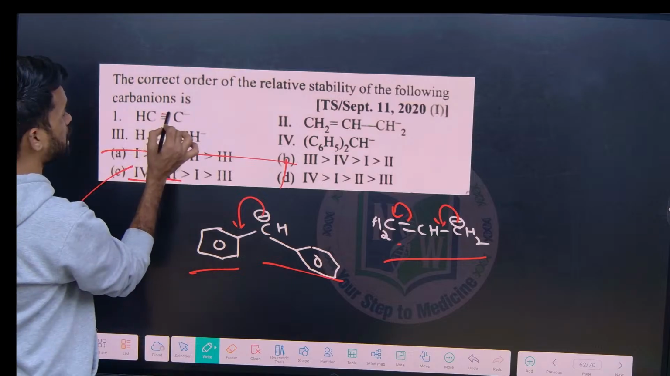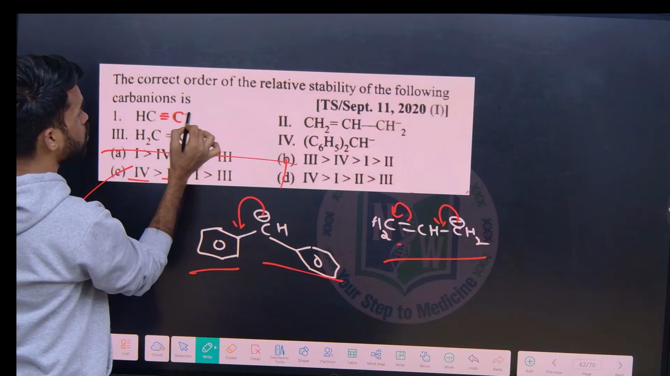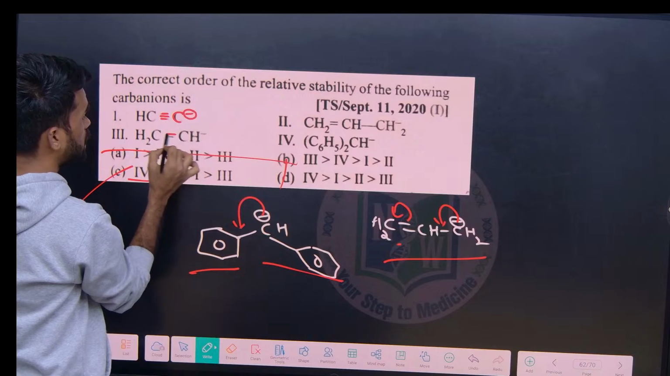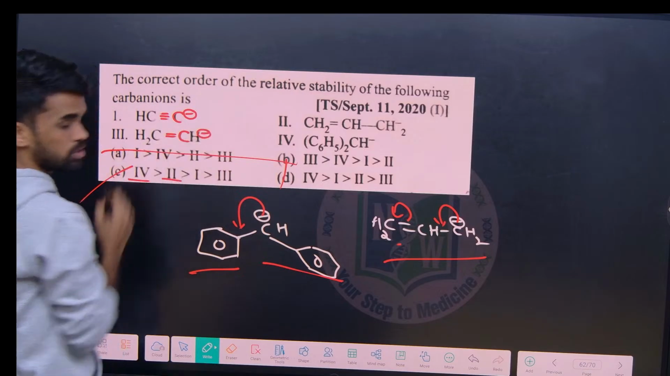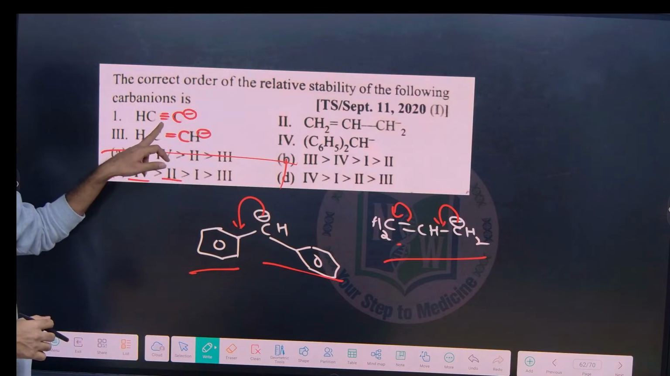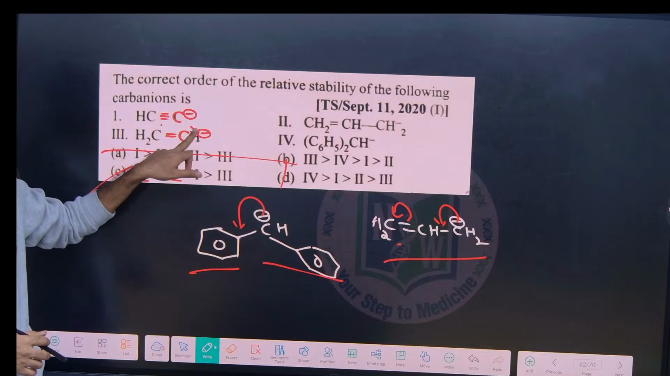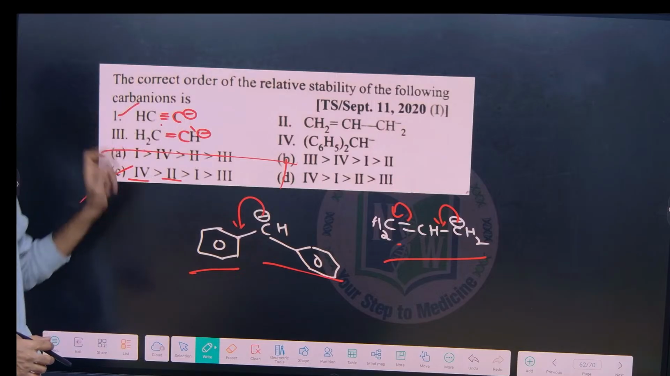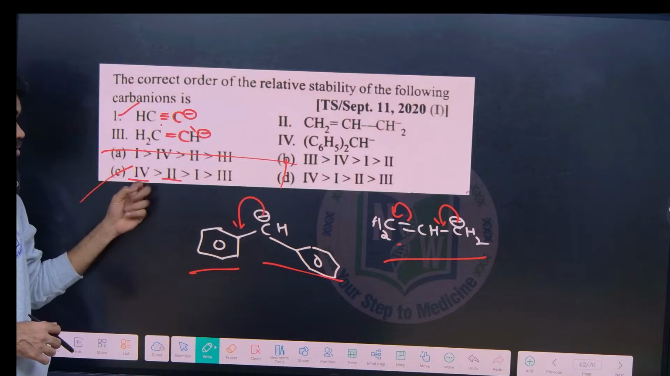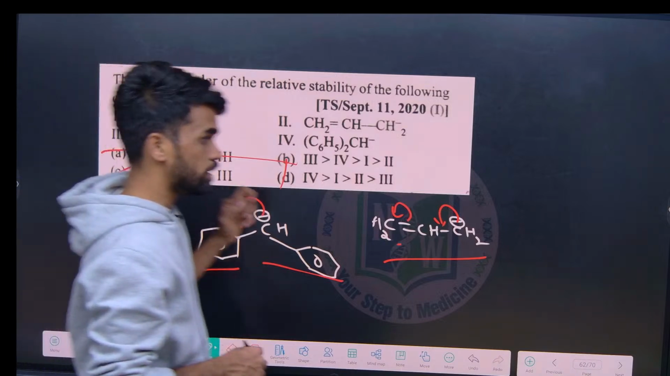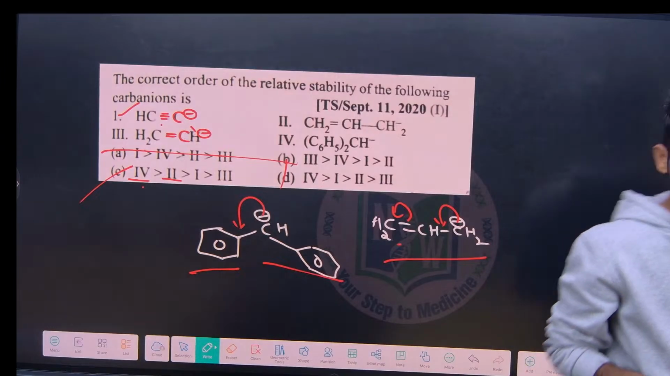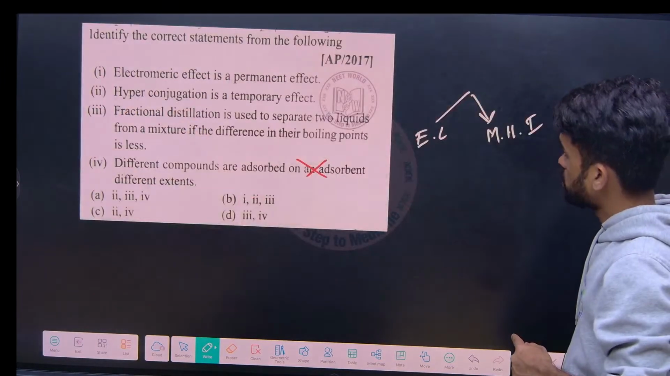See this sp carbon now. Does an sp carbon hold negative charge more effectively, or does sp2 hold negative charge more effectively? Sp is more electronegative, strongly binds the electrons. So that will be more stable. So 4, 2, 1, 3. That's it. Okay, right. Next.